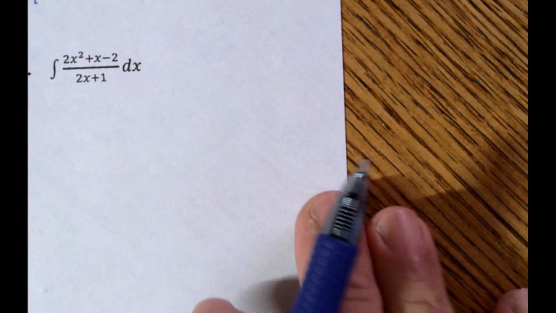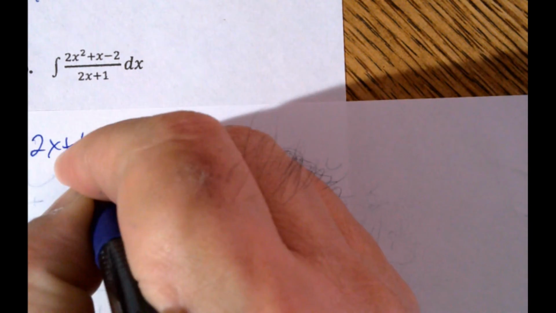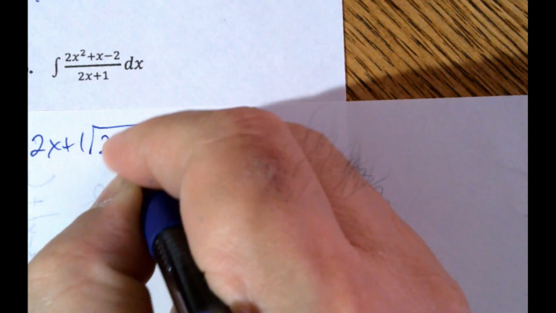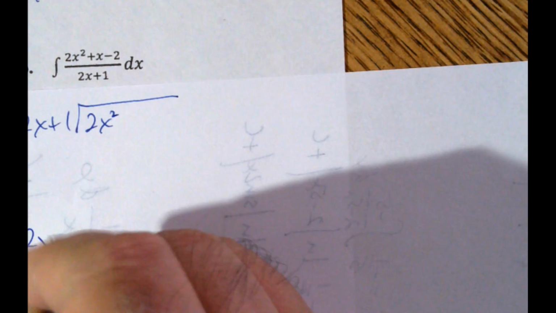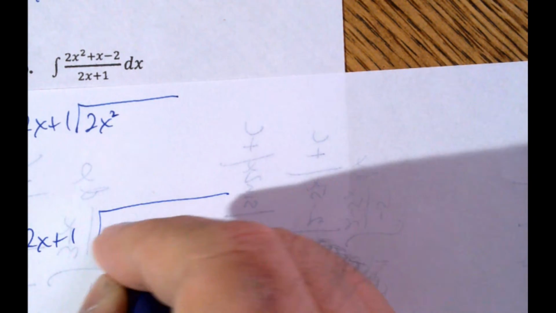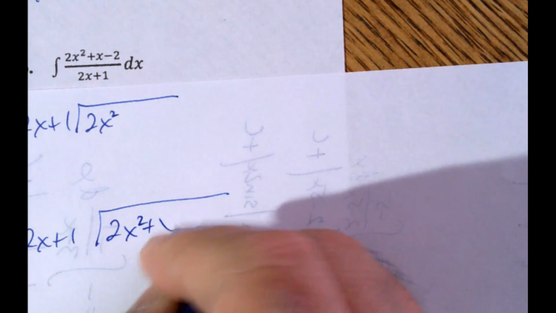So, again, I have to do long division because the degree of the numerator is higher than the degree of the denominator. So I'm going to do that division here. 2x plus 1 into 2x squared. And I didn't write it. I didn't give enough space. So let's write it over here. 2x plus 1 into 2x squared plus x minus 2.